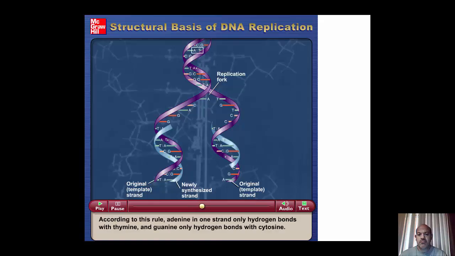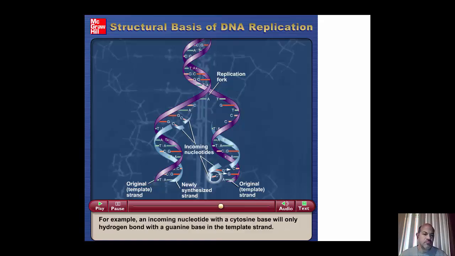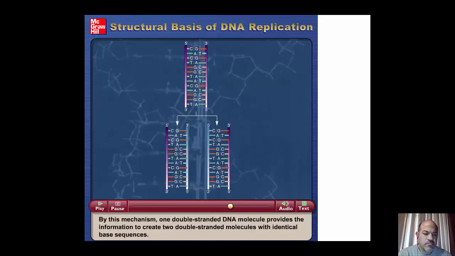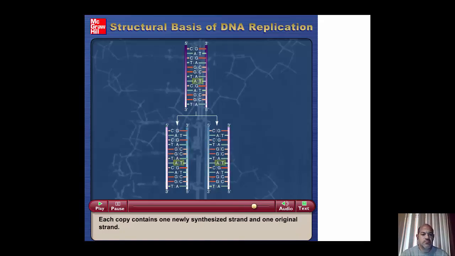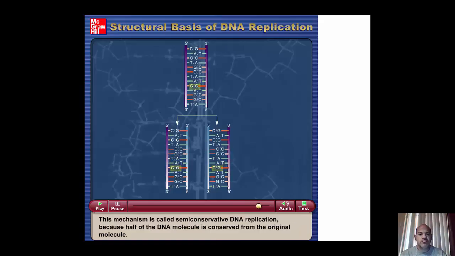According to this rule, adenine in one strand only hydrogen bonds with thymine, and guanine only hydrogen bonds with cytosine. For example, an incoming nucleotide with a cytosine base will only hydrogen bond with a guanine base in the template strand. By this mechanism, one double-stranded DNA molecule provides the information to create two double-stranded molecules with identical base sequences. Each copy contains one newly synthesized strand and one original strand. This mechanism is called semi-conservative DNA replication because half of the DNA molecule is conserved from the original molecule.